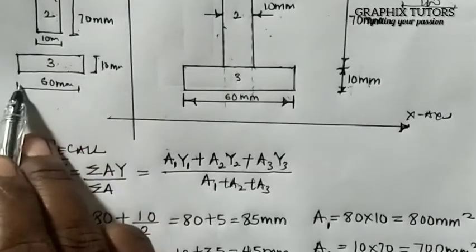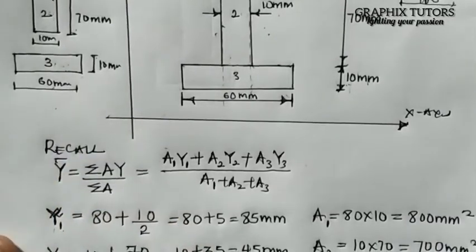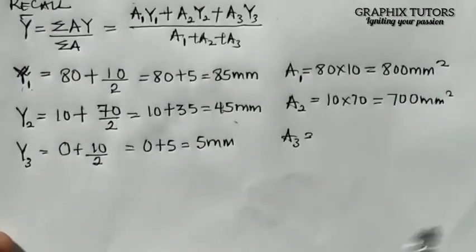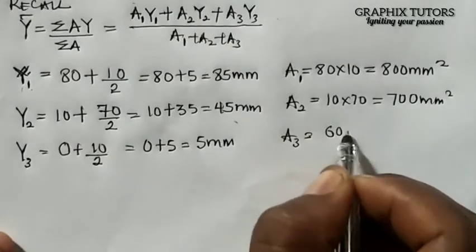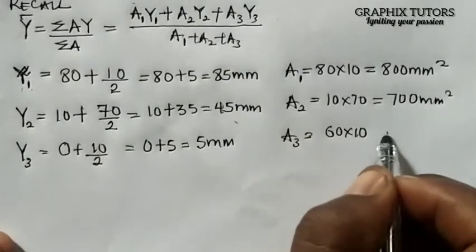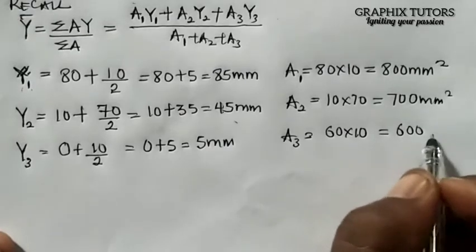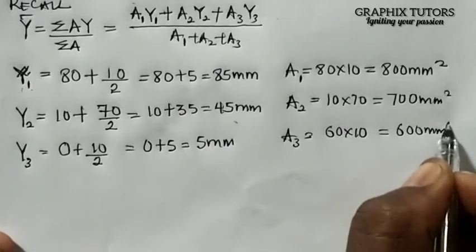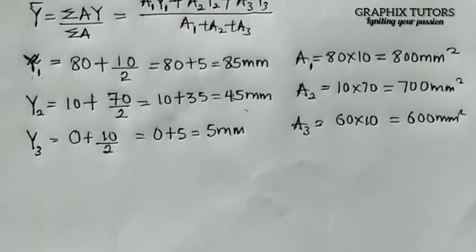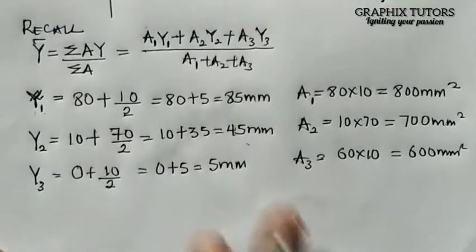So my A3 here will give me the area of a rectangle of this third figure, and that is length times breadth, which will be 60 times 10. 60 multiplied by 10 will give us 600 millimeter square, right?